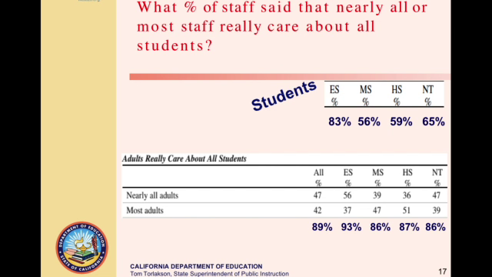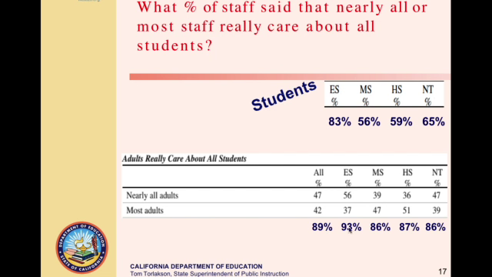And what percentage of staff said that nearly all or most staff really care about all students? Let's focus down here on this chart. This was the staff responses. At the elementary school level, 93% of the staff said that adults care about students. Middle school, 86, high school, 87, and our alternative and continuation, 86. And we kept the student responses up here, that way you can do a quick comparison.